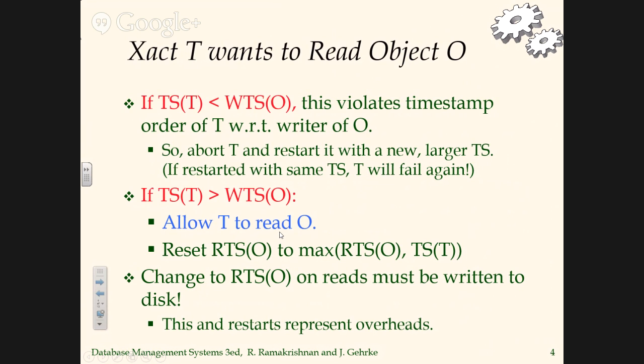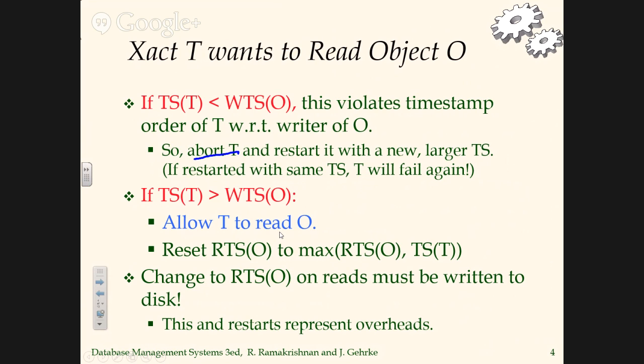So look at this. Let's say a transaction wants to read an object O. There are two cases. One is that the timestamp of the transaction is less than that of the last write. This means that somebody wrote the object after that transaction started. We say this is a violation, there is a conflict, and we abort the transaction. When it gets restarted, it should have a new larger timestamp, or if it's restarted by the user, it will get a new larger timestamp, because otherwise it would fail again. You would have the same situation, where the timestamp of the transaction is still smaller than the write timestamp of the object.